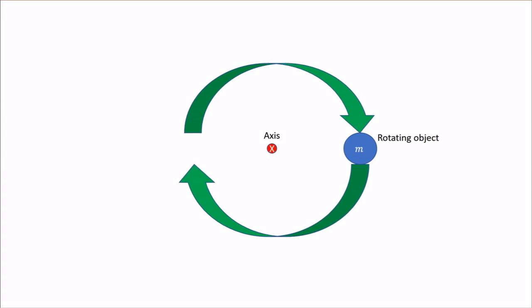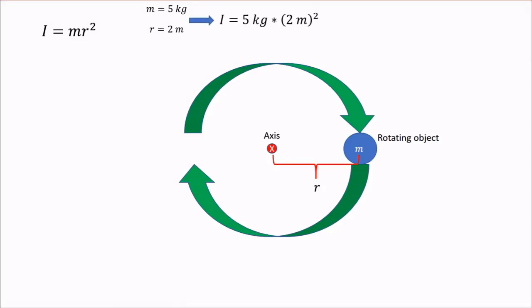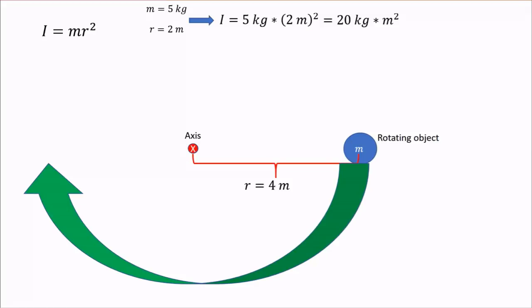Now, if the object has mass m and is rotating around this axis here, which is pointed into the page, and is a distance of r away from the mass, then the moment of inertia is given by this formula. As a quick example, if the mass was 5 kilograms and the distance was 2 meters, then the moment of inertia would be 5 times 2 squared, which is 20, and the units would be kilogram times meter squared. Now, if the axis instead passed through this point here, 4 meters away, then the moment of inertia would be 5 times 4 squared, which is a value of 80 kilogram times meter squared.